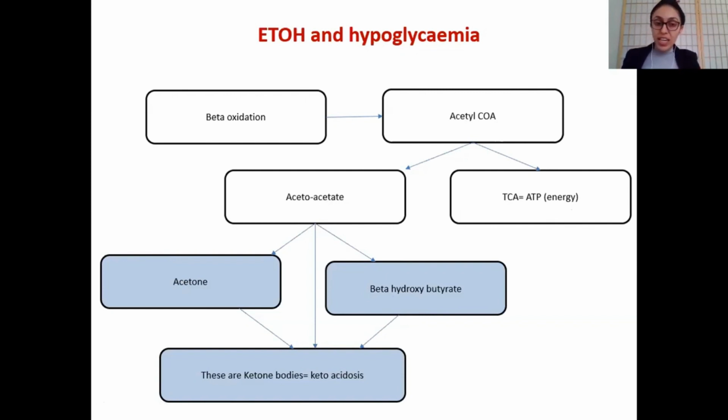So acetoacetate, acetone, and beta hydroxybutyrate are three types of ketone bodies. Now when these ketone bodies are at a higher level in the blood, this causes ketoacidosis.